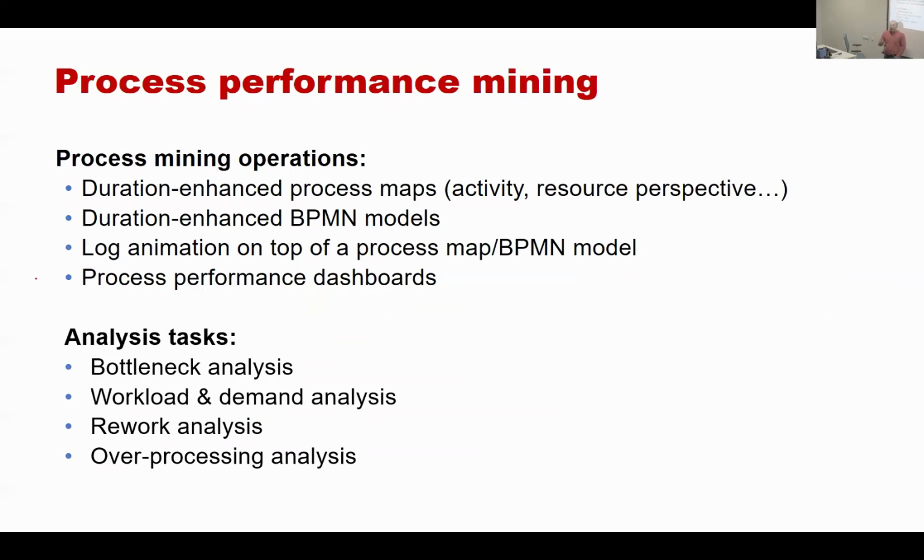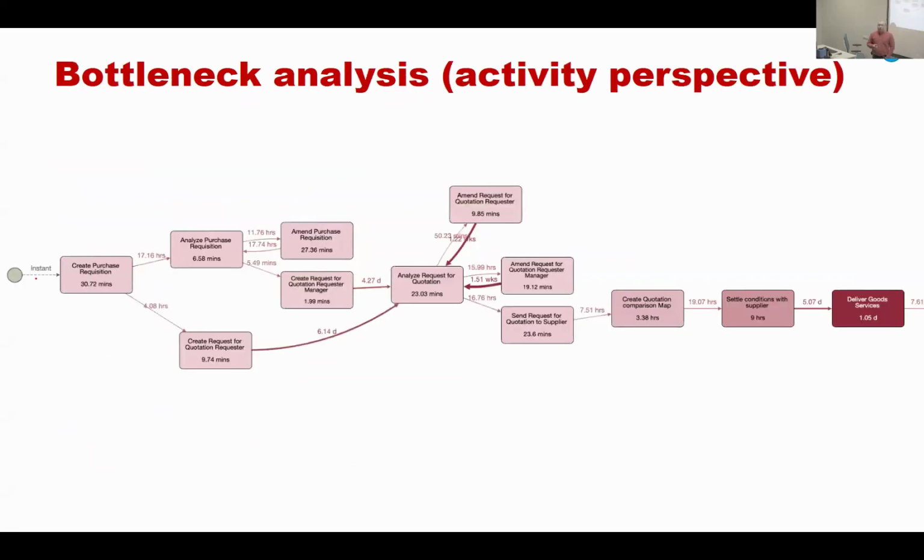So over-processing is a type of waste that we will try to reduce in our process. Let me look first at a bottleneck analysis. To perform bottleneck analysis, I will go to my process discoverer. I will use the process discovery functionality of process mining, and I will put a duration overlay. I have to be careful, of course, when I choose what kind of metric I put on top of it.